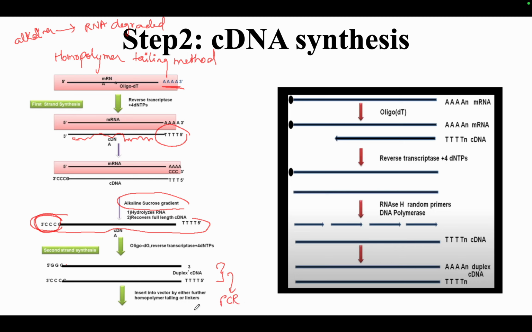We can do a PCR to get multiple fragments, or we can just add oligo G and oligo C primers to get multiple copies of the cDNA. Similarly, this method is known as the Gubler-Hoffman method.